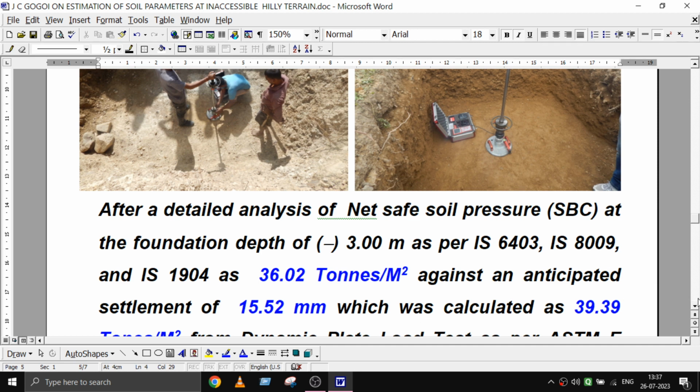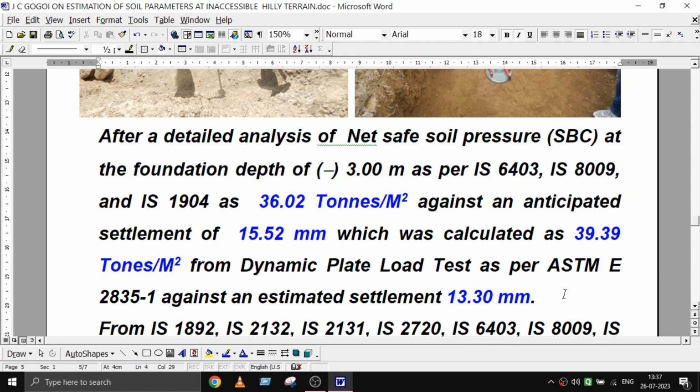And the SBC, we have calculated from dynamic plate load test results as per ASTM E2835. The settlement we have estimated there is 13.30 millimeter. Here it is a little high, 15.52. Here it is a little less. And the SBC is coming out 39.39. In this analysis, here we adopted a safety factor of 3 against shear failure, and here we adopt a safety factor of 6 against shear failure.